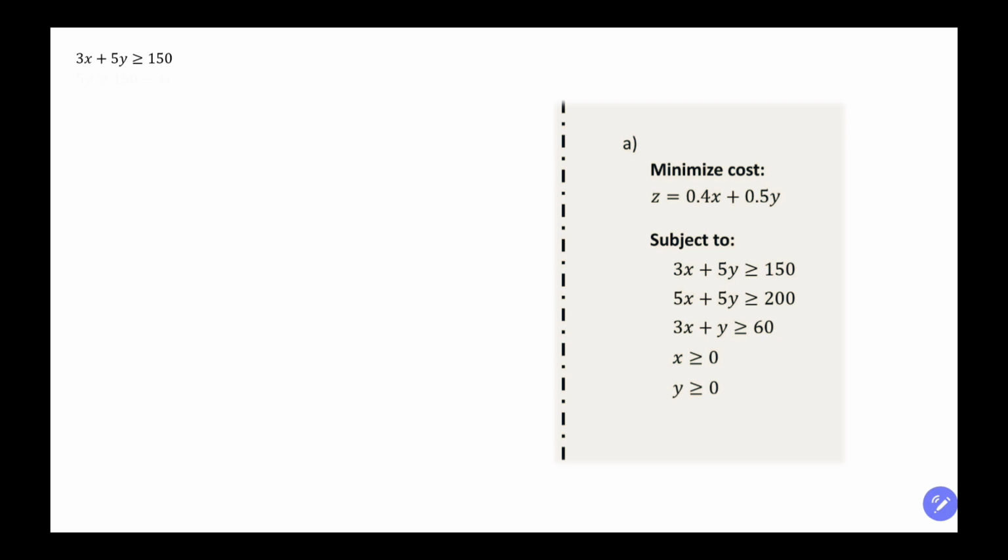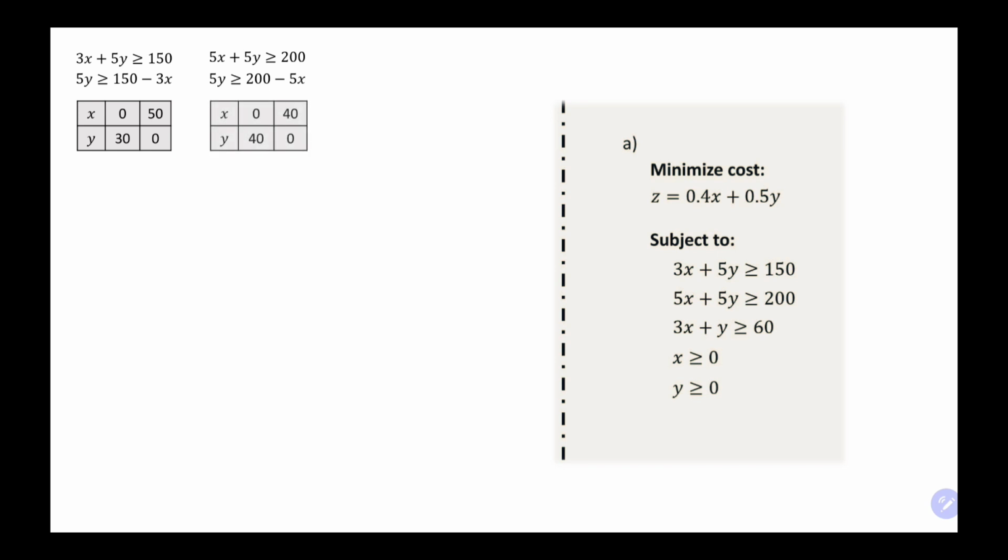Okay, first we have 3x plus 5y greater than or equal to 150. We arrange y on the left side. So 5y greater than or equal to 150 minus 3x. Next, we find the intercept. Next, we have 5x plus 5y greater than or equal to 200. We arrange y on the left side. Then we find the intercept. Last equation, we have 3x plus y greater than or equal to 60. We arrange y on the left side. Then we find the intercept.